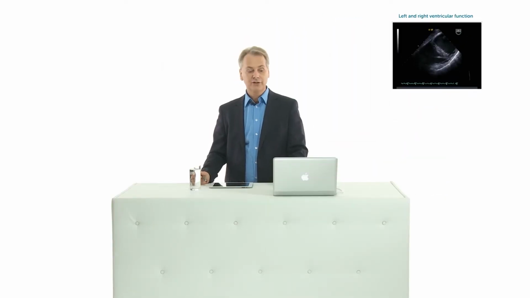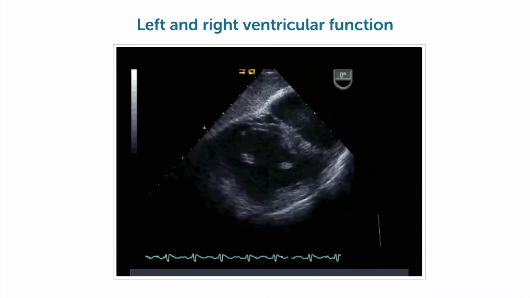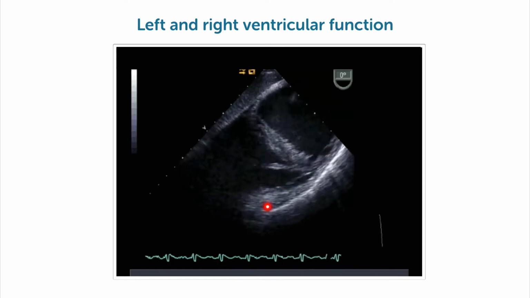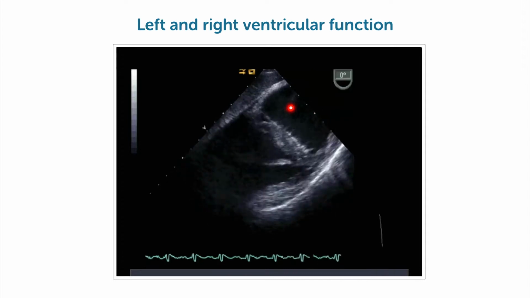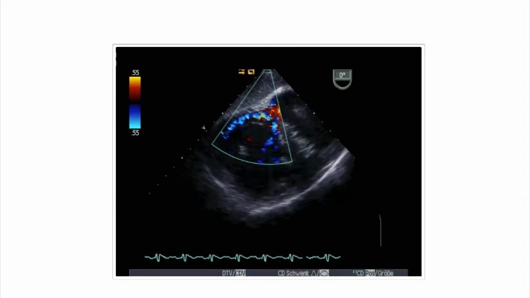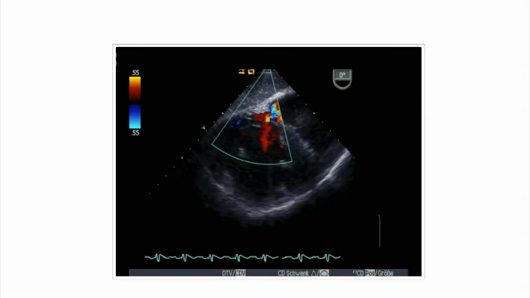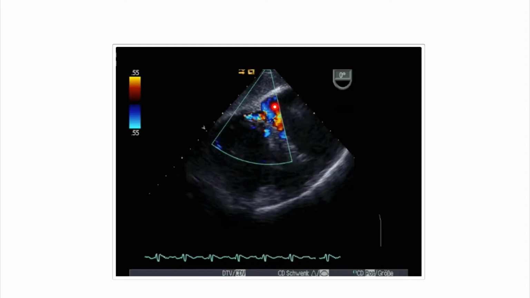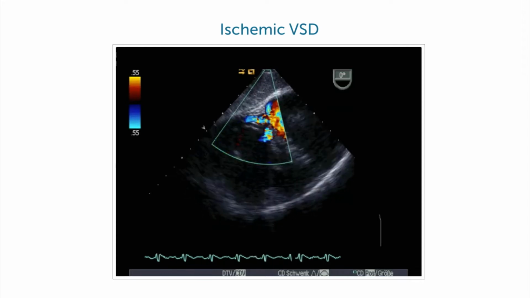What about right ventricle function? Take a look at this short axis view. The right ventricle is seen right here, and definitely right ventricle function is impaired. Probably also left ventricle dysfunction is present. Is that what we see on this image? Well, there's more to it. If you use color Doppler, we see that there is a communication between the left ventricle and the right ventricle. What we have here is an ischemic ventricular septal defect, a very important diagnosis in the setting of acute myocardial infarction because this patient urgently needs surgery.